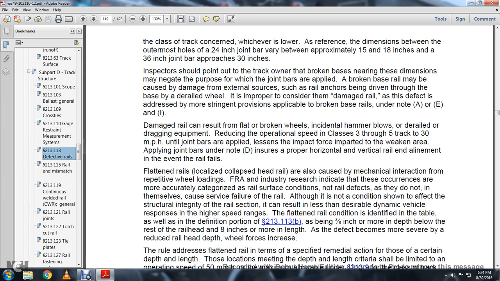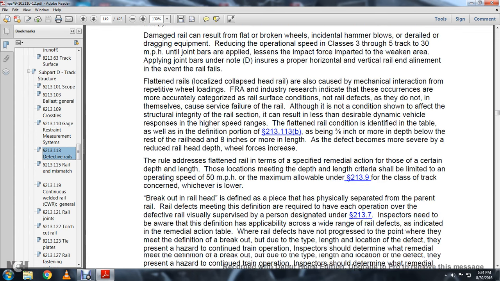Damaged rail can result from flat and broken wheels, indicated by hammer blows, and from derailed or dragging equipment. Reducing the operating speed in class 3 through 5 track to 30 miles an hour until the joint bars are applied lessens the impact force imparted onto the weakened rail. Applying the joint bars under note D ensures the proper horizontal and vertical rail end alignment in the event of rail flaws.